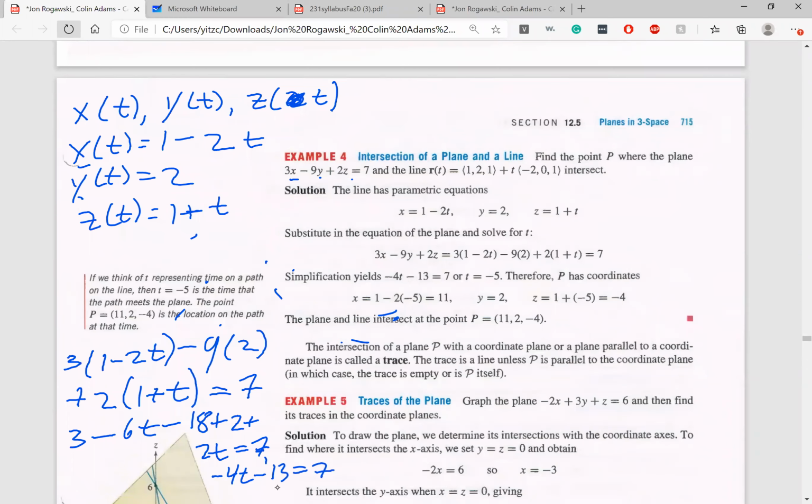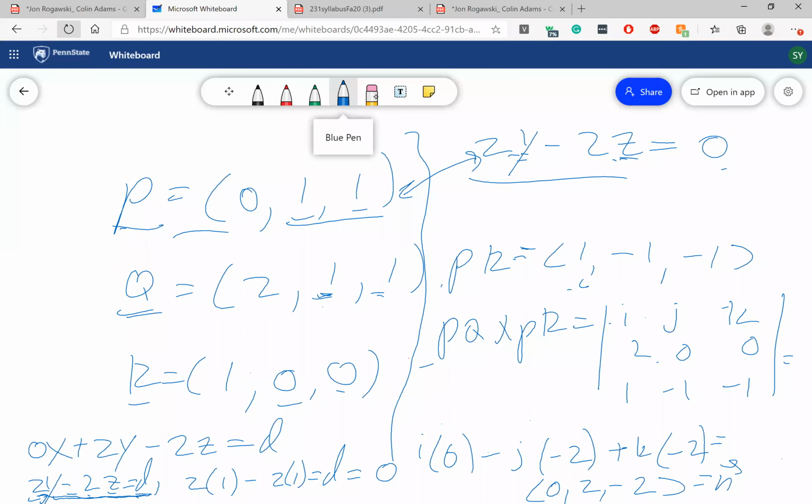Okay, and so then you can move the 13 to the other side, and you get that t is going to be equal to negative 5, because you get 20, and then the negative goes to the other side. So we know when the plane and the line intersect. The plane and the line intersect at the point where t is equal to negative 5. So let's draw a picture of what we've done so far.